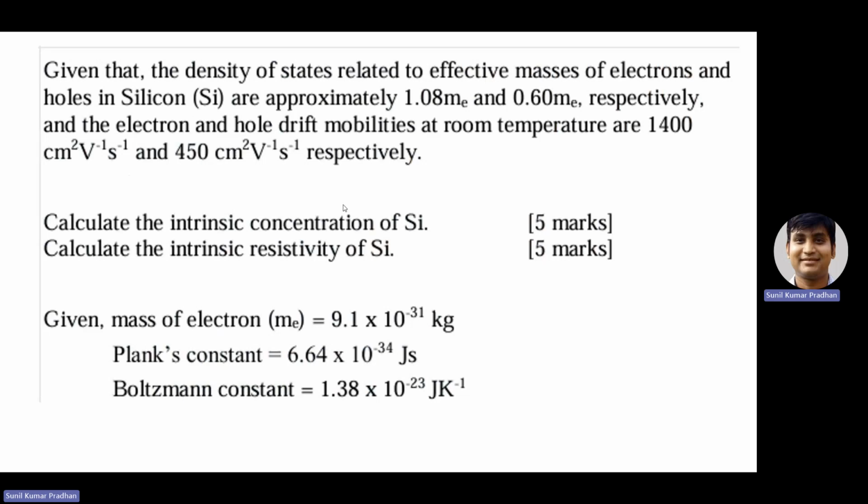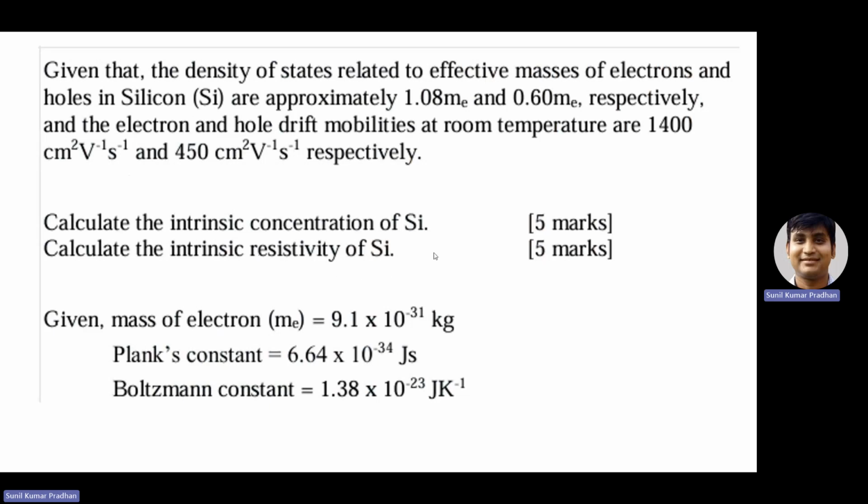The next is, given that the density of states effective masses of electrons and holes in silicon are approximately 1.08 me and 0.60 me. What is me? me is the mass of electron, that is 9.1 into 10 to the minus 31 kg. And the electron and hole drift mobilities at room temperature are given as 1400 centimeters square per volt second and 440 centimeters square per volt second. The question here is, what is the intrinsic concentration of silicon? And second, calculate the intrinsic resistivity of silicon.